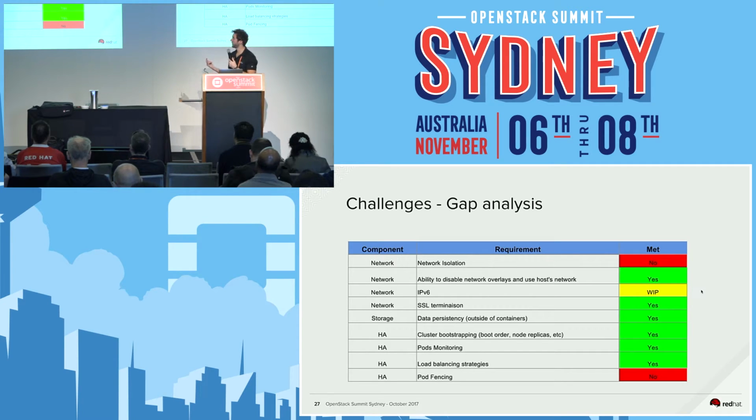In terms of IPv6 support, this is currently work in progress. This is also something that we really want to enable because if we want to scale, or maybe if you're just a telco, then you really want to use IPv6 because your network is already full IPv6.